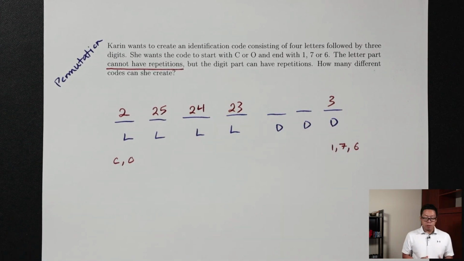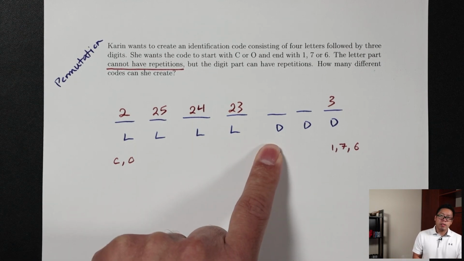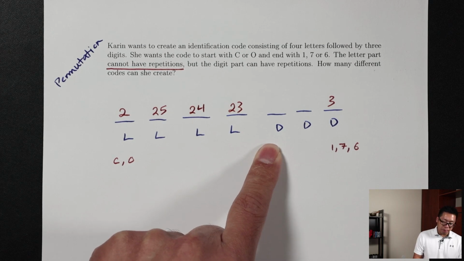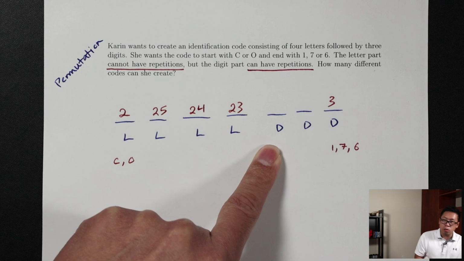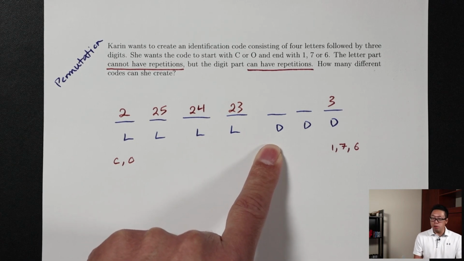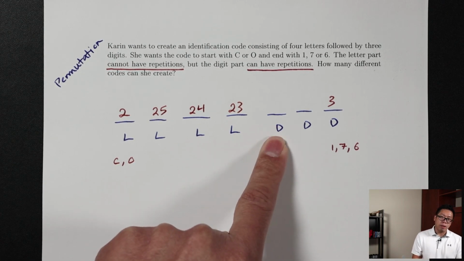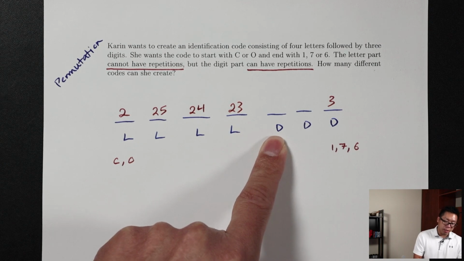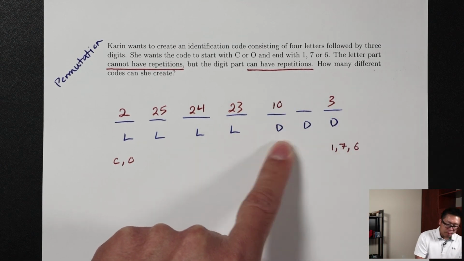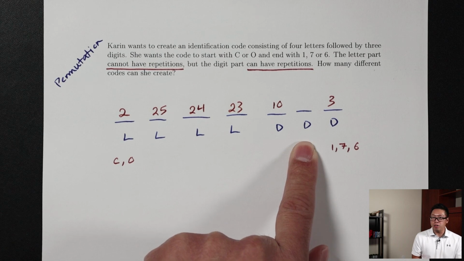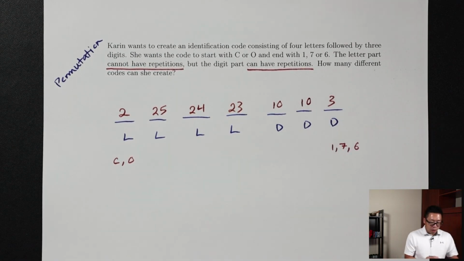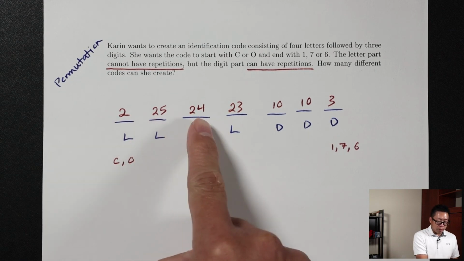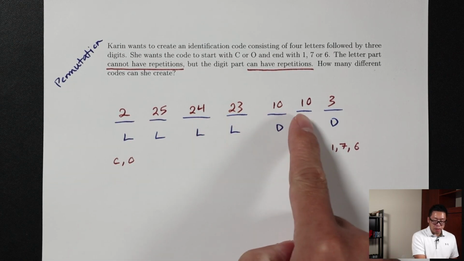Okay, that's the letters. Digit, that's 0 through 9. Normally that would be 10. Question is, do I have to reduce? It says here the digit part can have repetitions. So if you can have repetitions, then you don't have to reduce, which means that I should have my full 0 to 9, which is 10. Digit, once again, I should have the full 0 to 9, 10. So final answer is going to be 2 times 25 times 24 times 23 times 10 times 10 times 3.